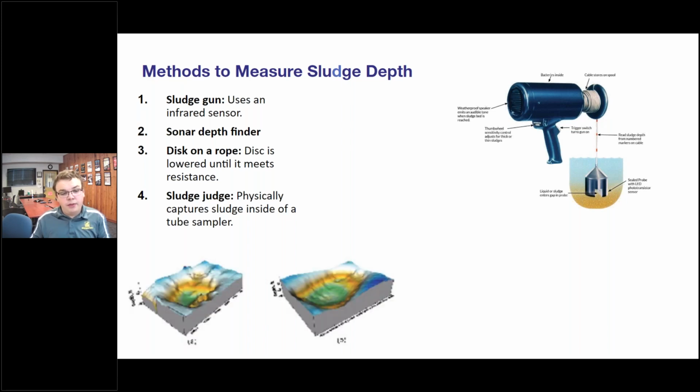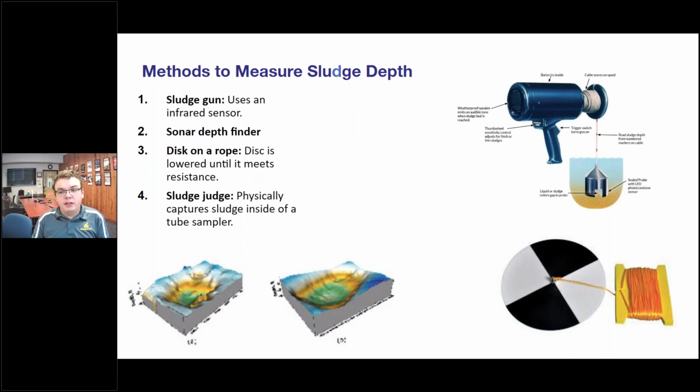There's also sonar methods, where you can have something as simple as a little fish finder going out and getting sonar depths that way, or you can have a bigger system where you're taking a sonar and mapping the entire bottom of the lagoon system. You can have something as simple as a disc on a rope, where you take a little Secchi disc on a string, drop it down similar to the sludge gun until it hits the bottom and you feel resistance on that top of the sludge layer. Measure your string, and it gives you an idea of what your sludge depth is.